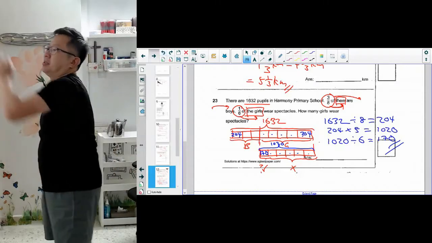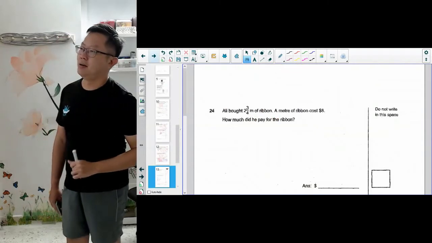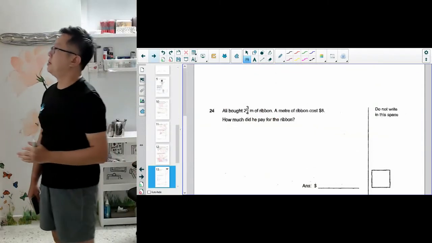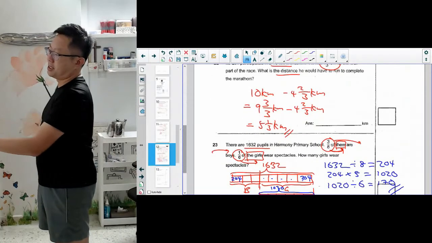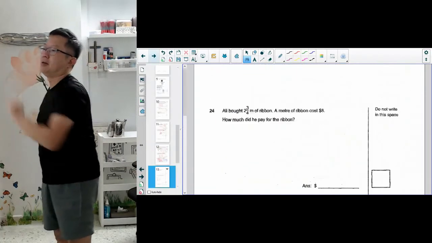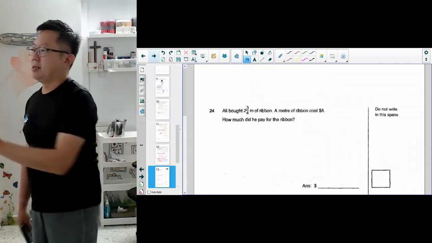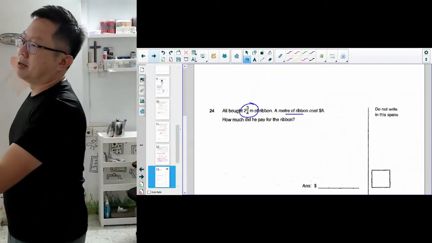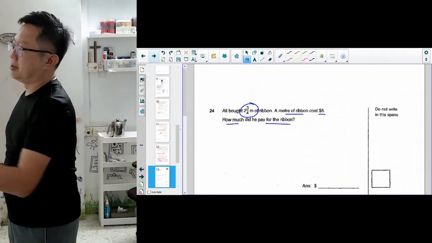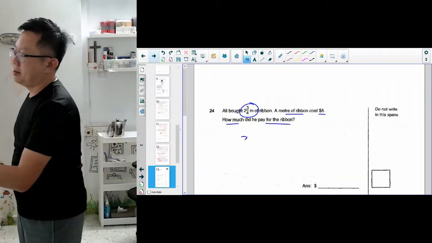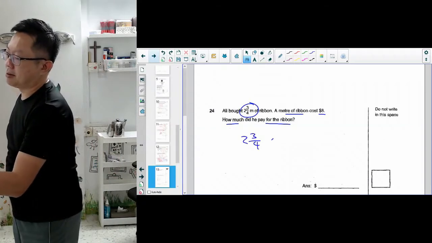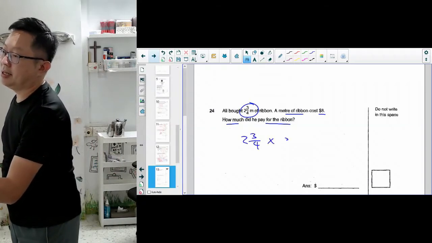Okay, let's go to question 24. Okay, let me just double check to see that we have done all the questions already. Okay, question 24. So Ali bought 2 3/4 meter of ribbon. A meter of ribbon costs $8. So how much did he pay for the ribbon? So you have to times. So 1 meter is $8. Then 2 3/4 meter times 1 meter is $8, right?